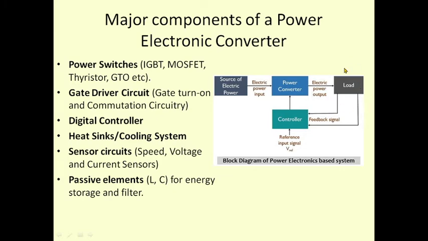If it is a motoring system, for example, there is a motor and we need to control its speed, then we need to regularly sense that speed, so we need different sensor circuits. These sensor circuits sense the voltage, current and speed, and feed back to the controller. According to the decision made by the controller, it gives a signal to the power converter that you must switch in such a manner that the output of the power converter suits the load.